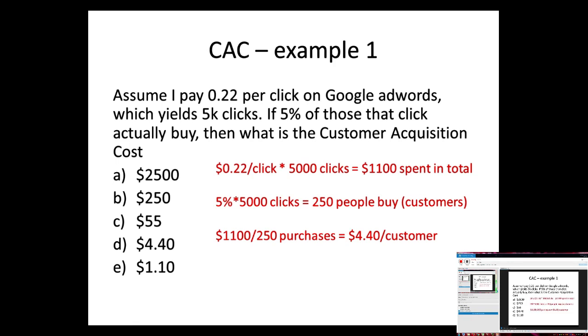So the first thing that you do is you say, well, how much did you spend in total? Well, you spent 22 cents per click, and you had 5,000 clicks. So that means that you spent $1,100 in total. Well, how many customers did you get? Well, if you got 5% of those 5,000 clicks, that means that you got 250 people to buy. So you divide the total spent by the total number of people that buy, and that gives you the average customer acquisition cost, which is $4.40. You'll need to know how to do that.